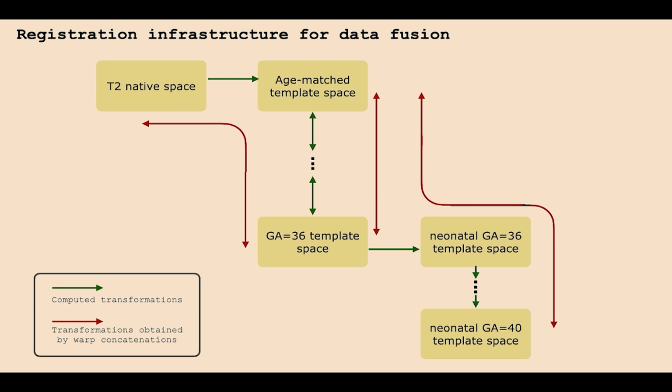The key point about this registration infrastructure is that we computed transformations between nearby image spaces, such as T2 native space and age-matched template space, as well as between age-adjacent template spaces. These building blocks, these transformations, were then concatenated in order to provide arbitrary mappings between various spaces, including connection to the neonatal template space.